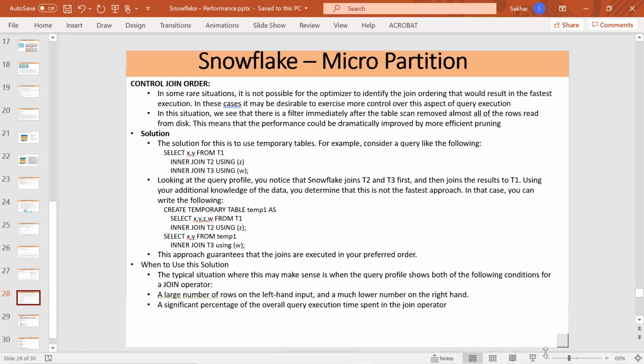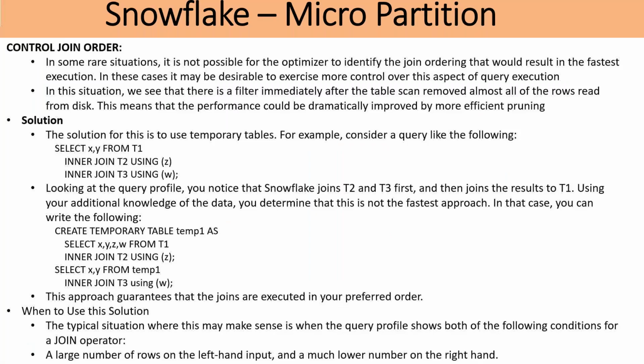Control in join order. So you are trying to join two tables. Select T1, join T2, and then T3. And if you look at the query profiler, it's fetching too much data when you join T1 and T2.